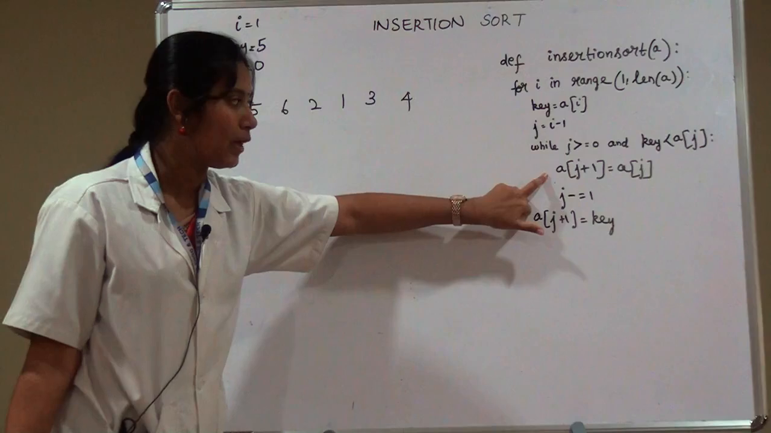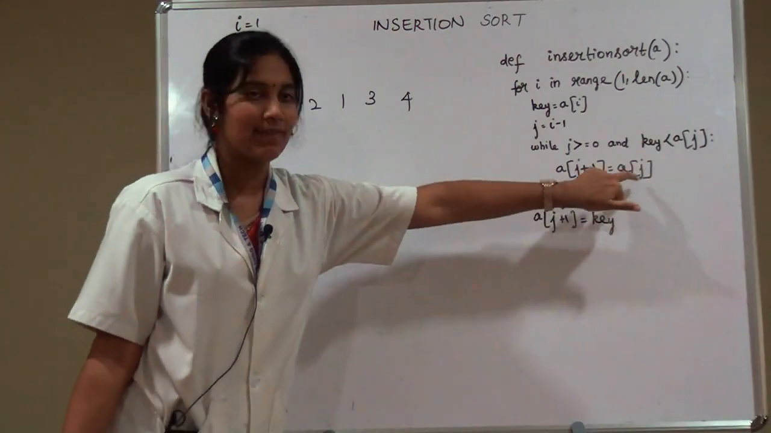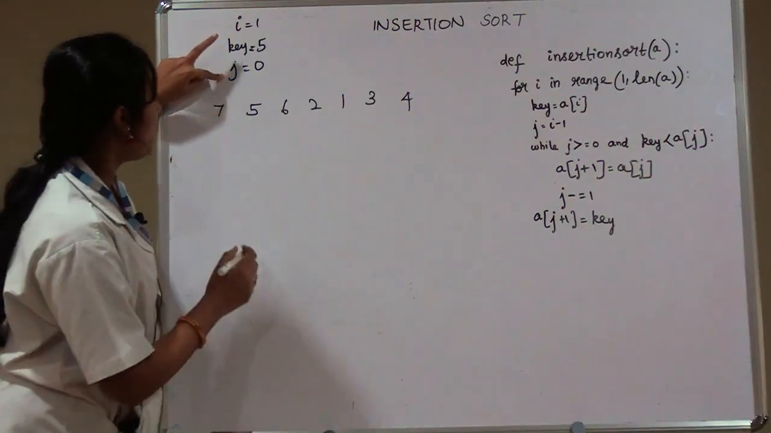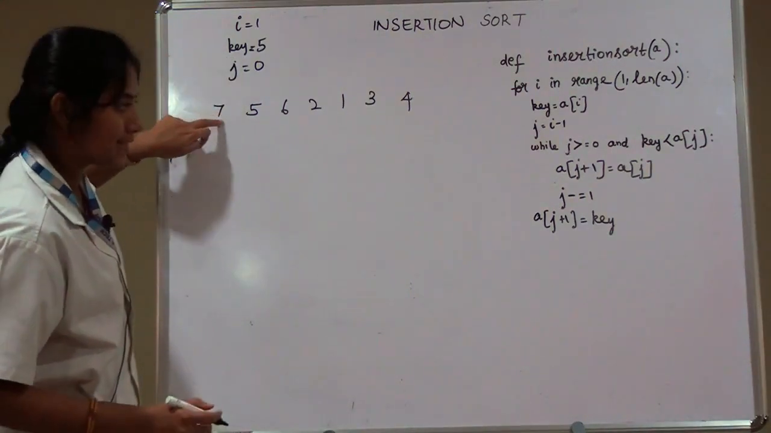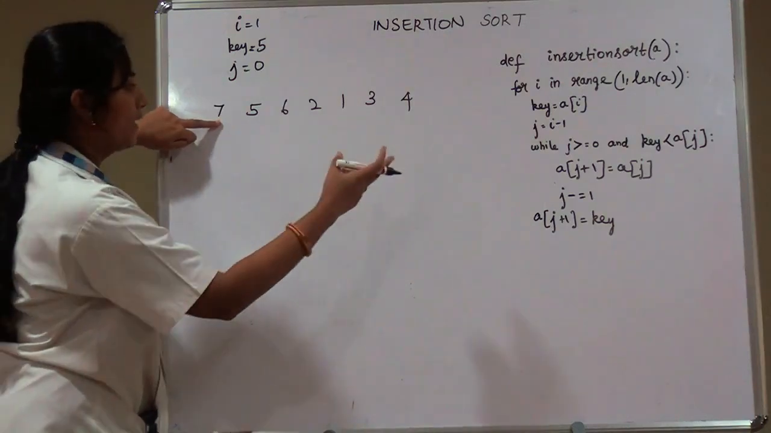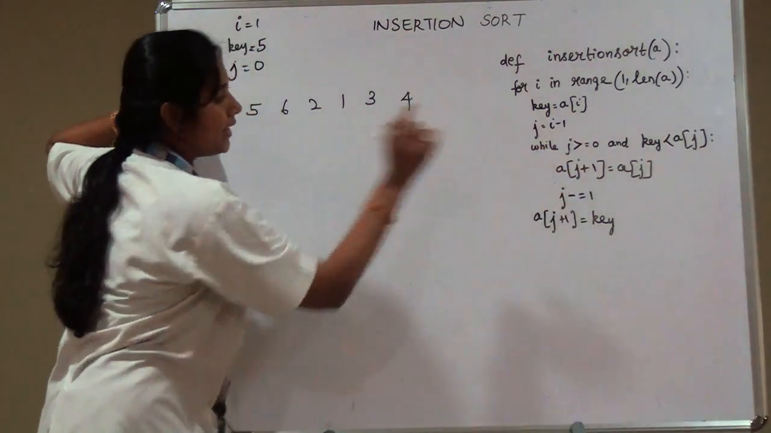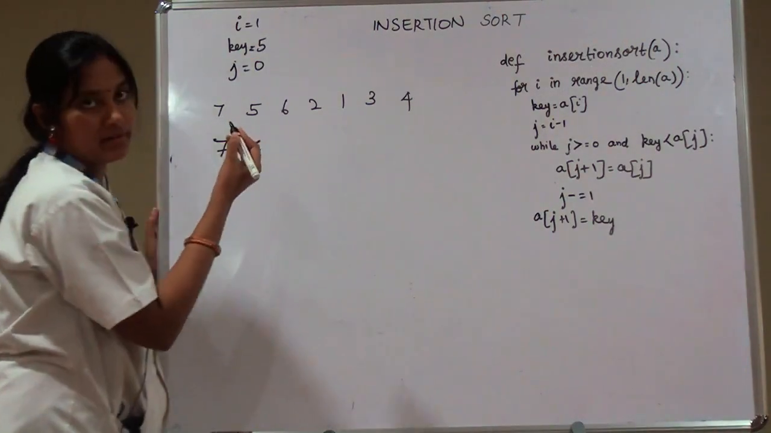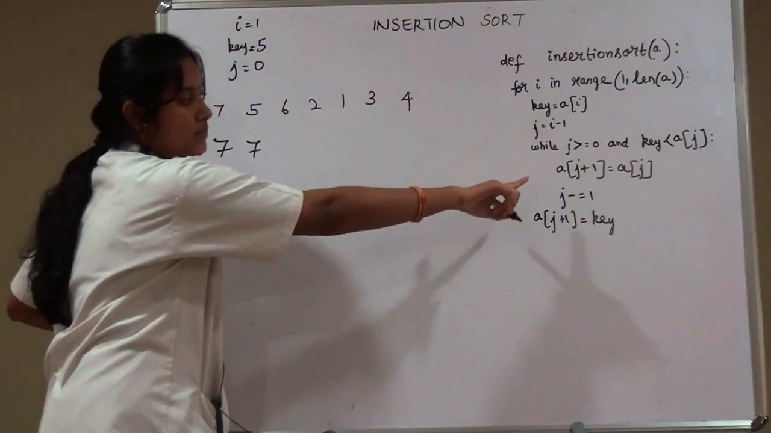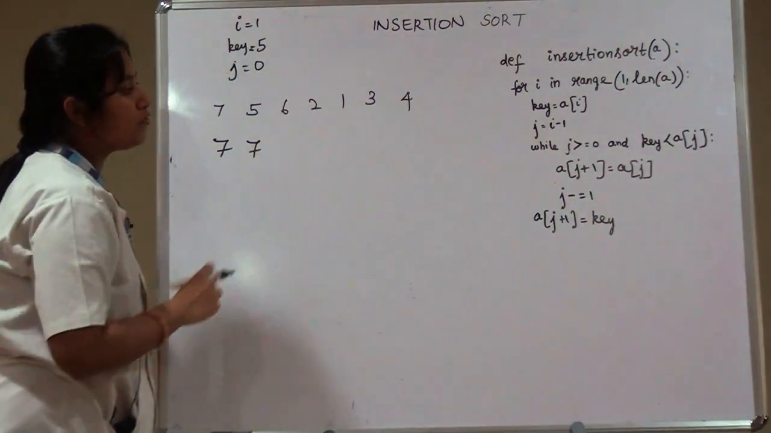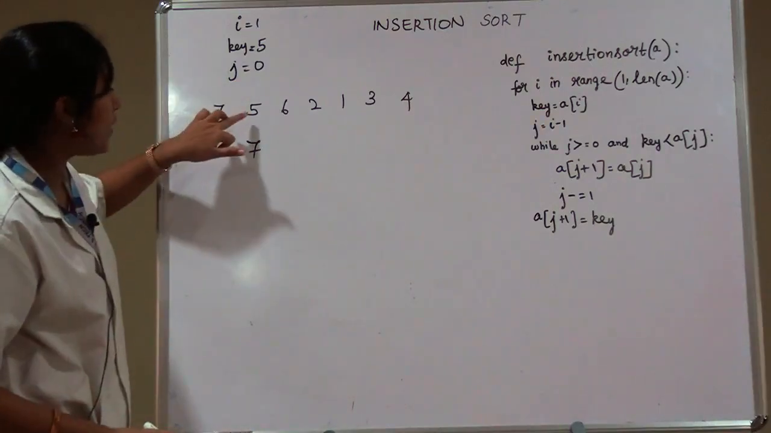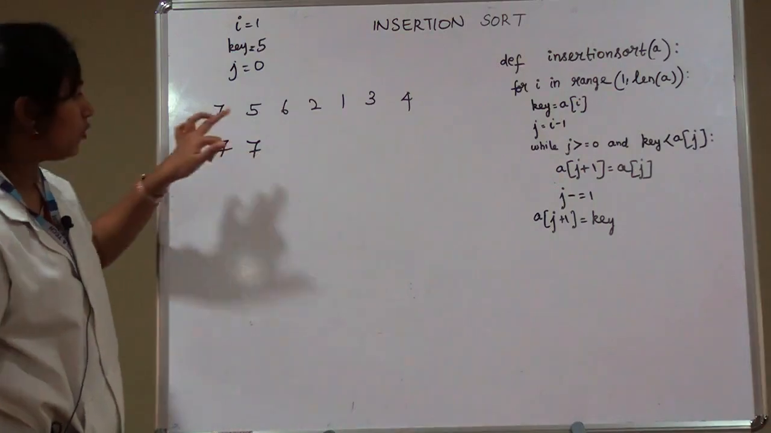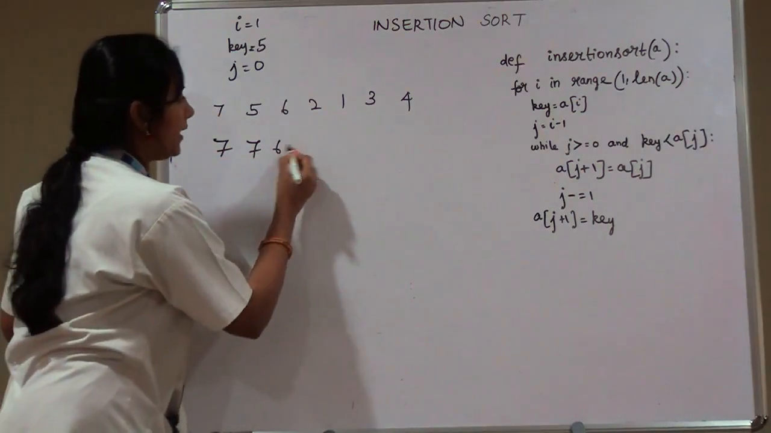What are you doing in the loop? A of J plus 1 is equal to A of J. So what is A of J? A of 0. So you are taking A of 0, that is 7, and you are making the A of 1 as the A of 0, which is you are replacing the 7 here. Can you understand? A of J plus 1 is equal to A of J. So A of J plus 1 is A of 1, which is 5. So in the place of 5, you are replacing the A of 0, which is 7. So my array will be like this.